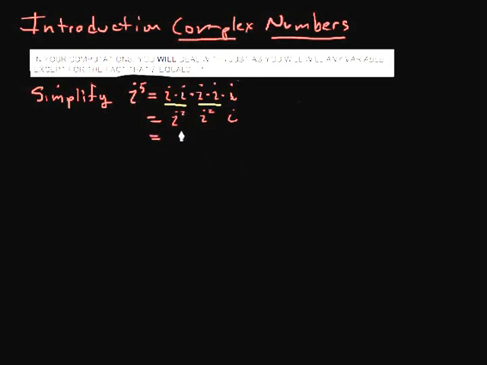And now let's use the fact that i squared is equal to -1. I squared is equal to -1, and we're left with another i down there. And we have -1 times -1 is +1, so we're left with just an i. Well, that's interesting. Here's a great simplification. i to the 5th is equal to i.